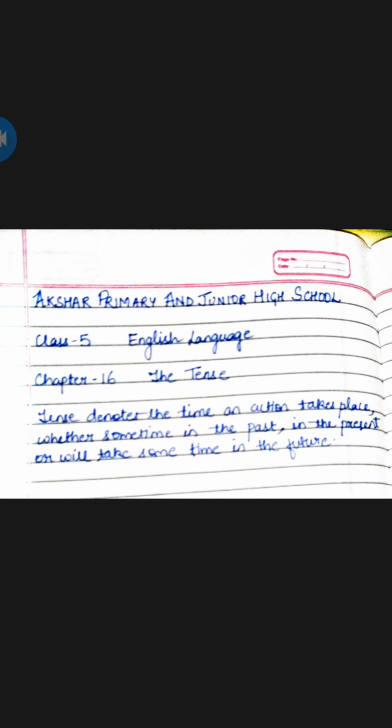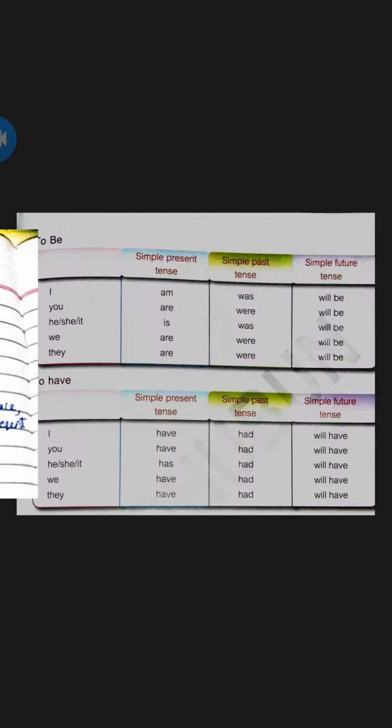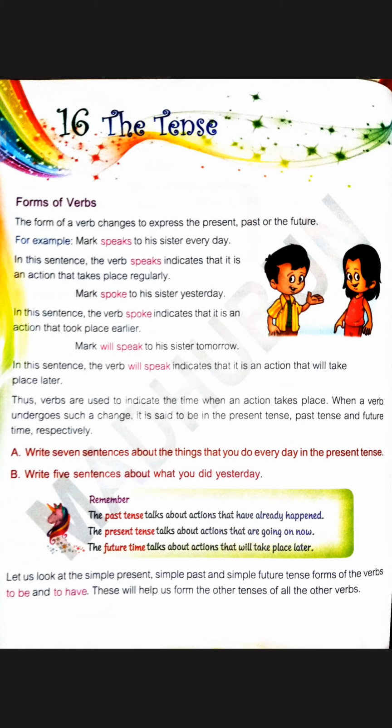It is not given in your book, so I have written it on my own, that tense denotes the time an action takes place, whether sometime in the past, in the present, or will take some time in the future. It means that tense is denoting that time when an action takes place. It may be some time in the past, it may be in the present, it may be in the future also. Clear? Now next one you have, now we'll study from the chapter forms of verbs.